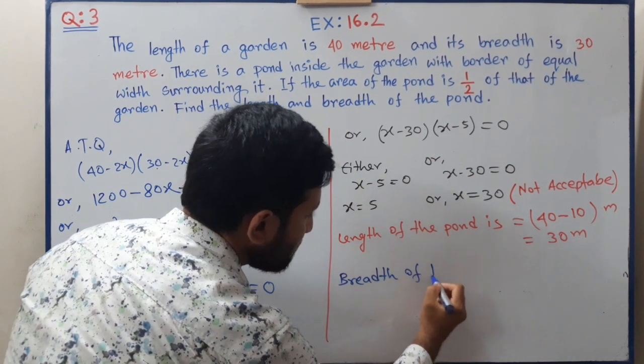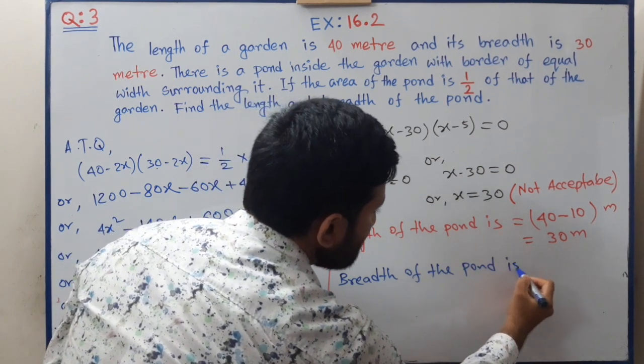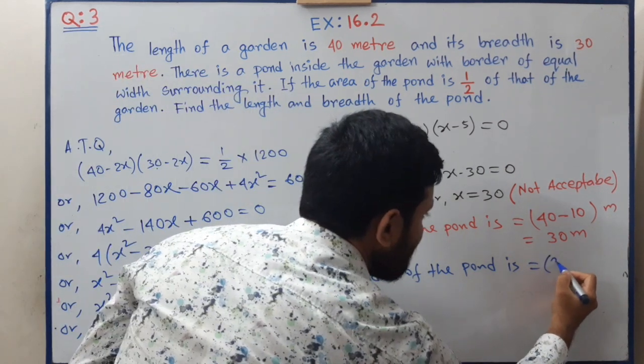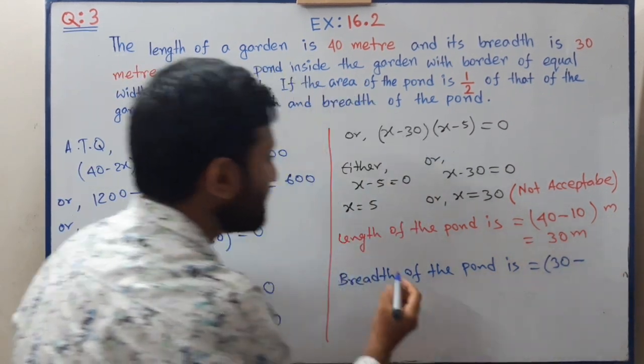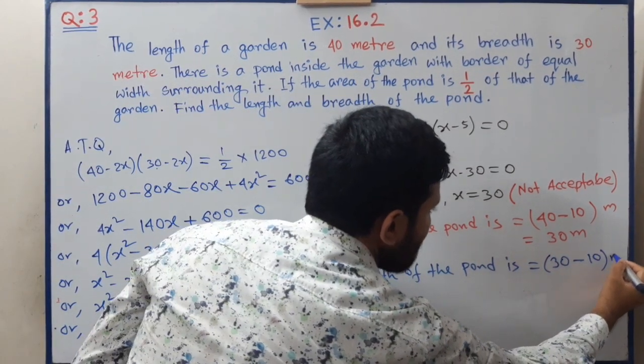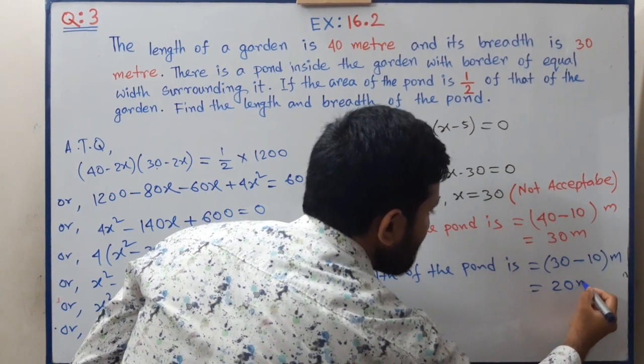Now the breadth of the pond is equal to 30 minus 2x. So x is 5, that means 2 into 5 is 10 meter. So we can say 30 minus 10, that means 20 meter.